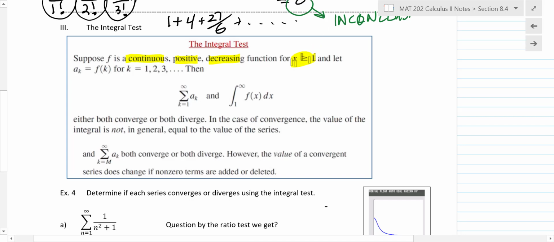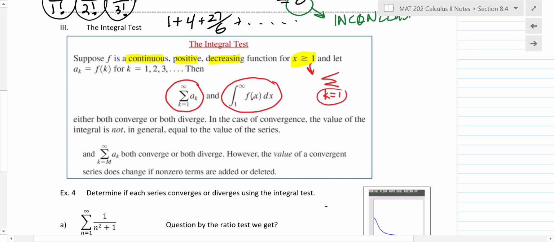And you're looking at x is greater than 1, and the reason you're doing that is typically you're going to start your series at k equals 1. That's the reason you do that. Okay, so here's the idea. If you're trying to investigate an infinite series, k goes 1 to infinity, then you can translate this into an improper integral. Okay, remember a series is a sum.